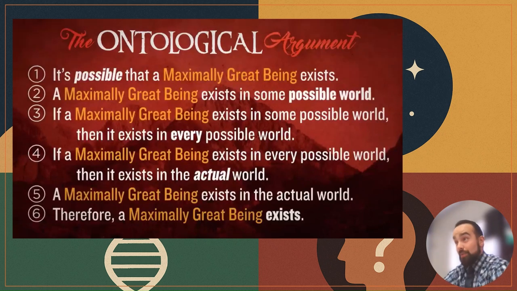The ontological argument can be broken down really into these 6 steps. Number 1, it is possible that a maximally great being exists. I don't think anyone can really argue with that. I think the atheist types would even concede this point. It is possible, they just don't believe that it's probable. Number 2, a maximally great being exists in some possible world. Okay, they'll probably concede that point. 3, if a maximally great being exists in some possible world, then it exists in every possible world. And this is where they really like to jump in and provide counter-arguments.